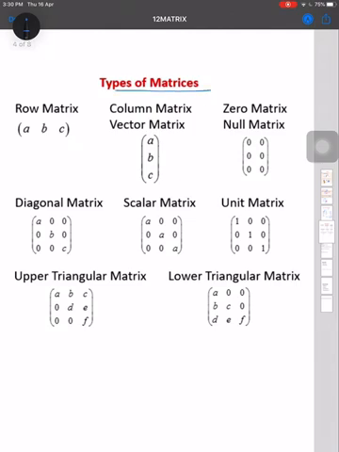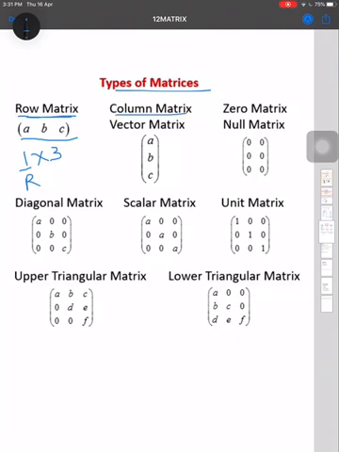Next one is types of matrix. So there are different kinds of matrix. The first one is row matrix, when there is only one row. You can see here what is the order of this matrix, 1 into 3. Only one row is there. So if the elements are in a row only, this type of matrix is known as a row matrix.